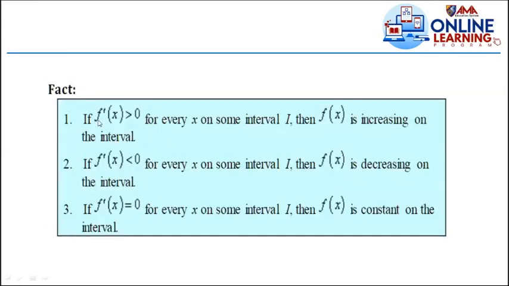So this is now the fact. If the first derivative f prime of x is greater than 0 for every x in some interval I, then the function f of x is increasing on the interval. If f prime of x is less than 0 for every x on some interval I, then the function f of x is decreasing on the interval. If the first derivative is equal to 0 for every x on some interval I, then the function f of x is constant on the interval.